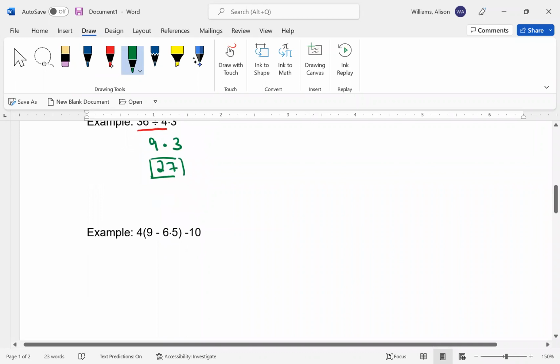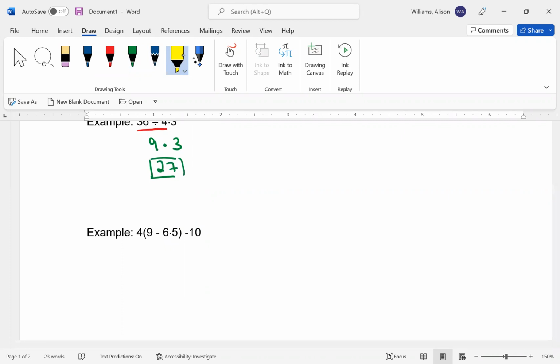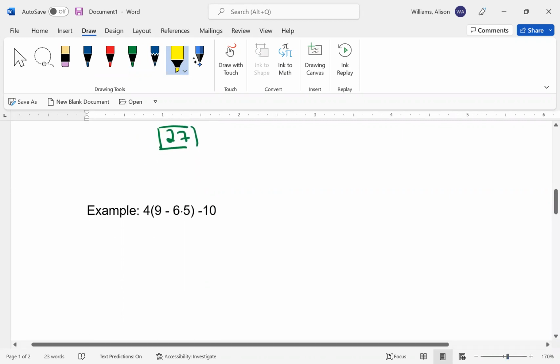Okay, so this one we have our first parentheses. So exciting. So parentheses means we're going to focus on, and I'm going to zoom in a little bit just so that I can do a little bit better work.